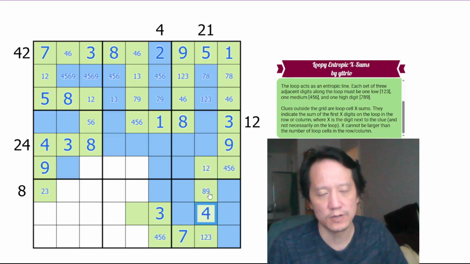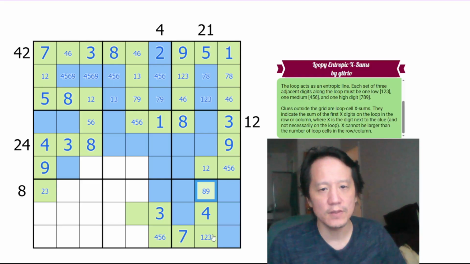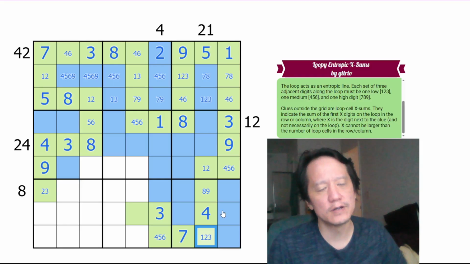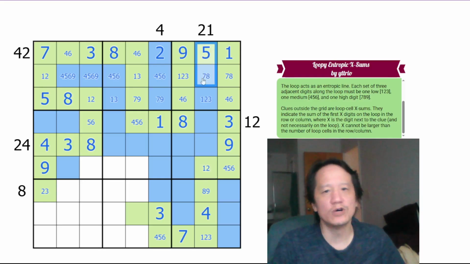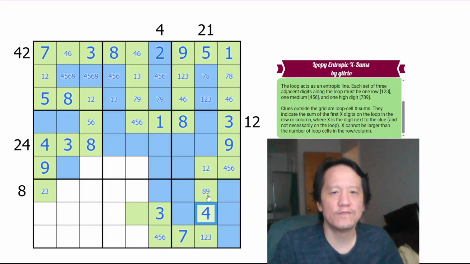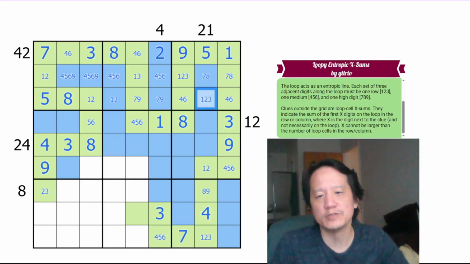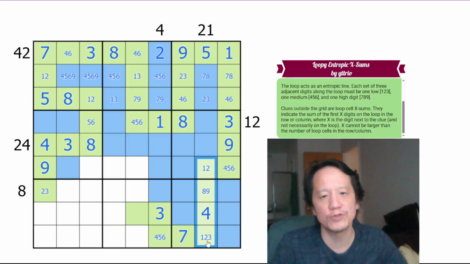This is 4. I think this always has to be 3. Right? No, this could be 9. 9, 1, and 2 works too. So 21 minus 4. Okay, this can't be 1 anyways because of the 1 in the column. So this has to have a 1. It's either 1, 2, 9 adding up to 12 or 1, 3, 8 adding up to 12. We don't know which.